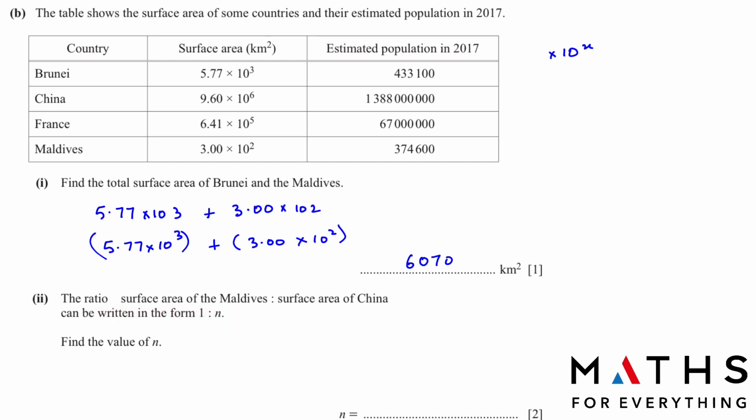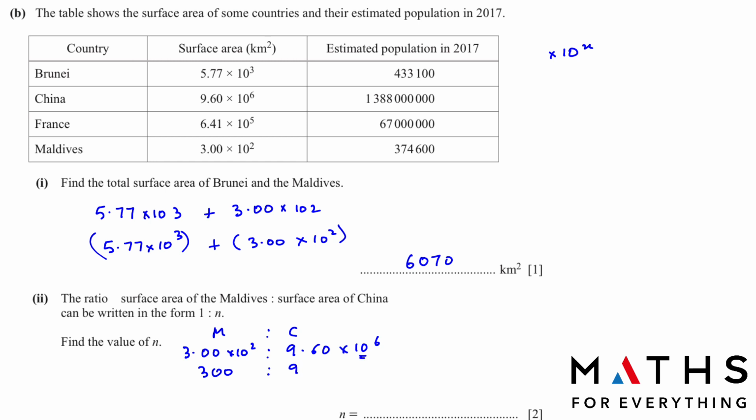Next, the ratio surface area of Maldives to China is in the form 1:n, and find the value of n. So first is Maldives and then China. So 3.00 into 10 to the power of 2 and China is 9.60 into 10 to the power of 6. There are different ways to solve this. What you can do is write this in the expanded form. So you will have here 300 and this will be 9.